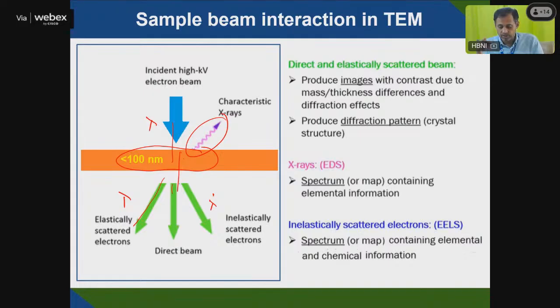The X-rays with EDAX are used especially for elemental mapping. Then the inelastic scattering, where the electron beam is transmitted after some energy loss, is used as electron energy loss spectroscopy, which again gives elemental or chemical information, that we will discuss a little later.